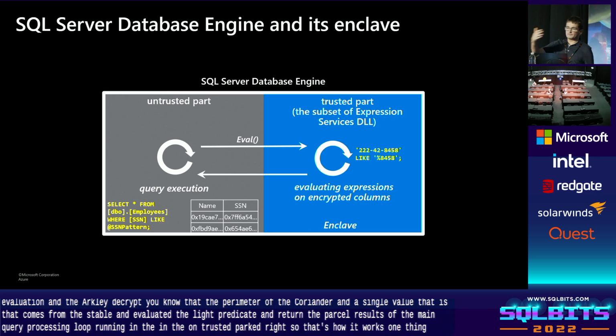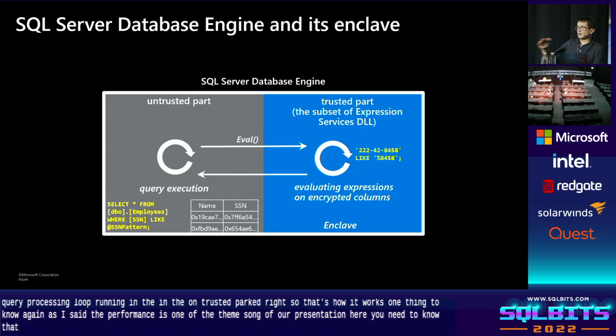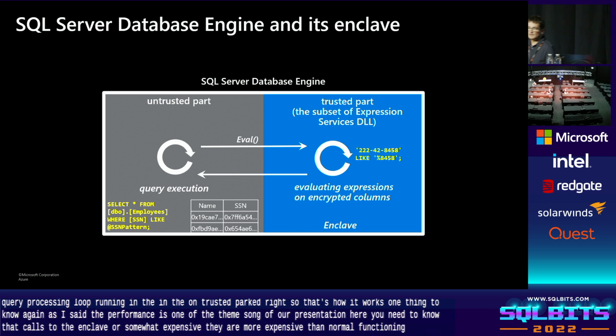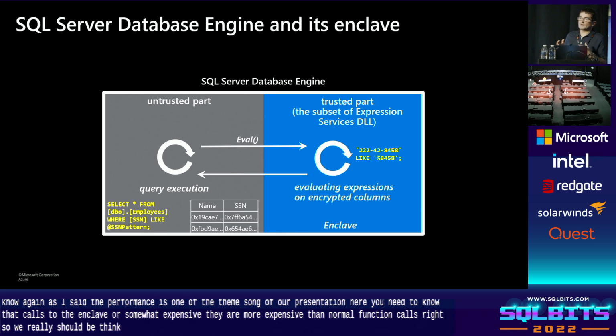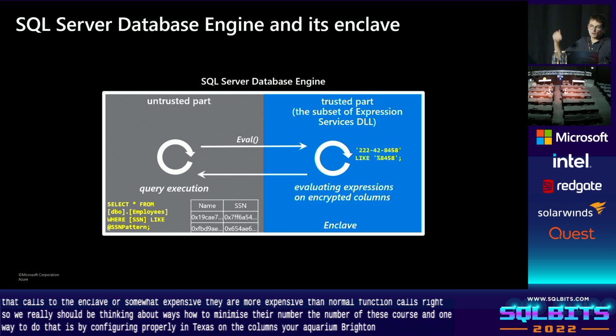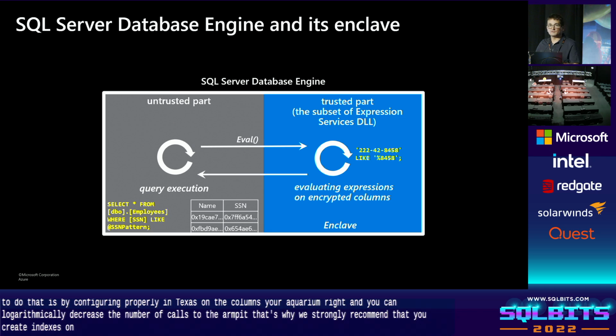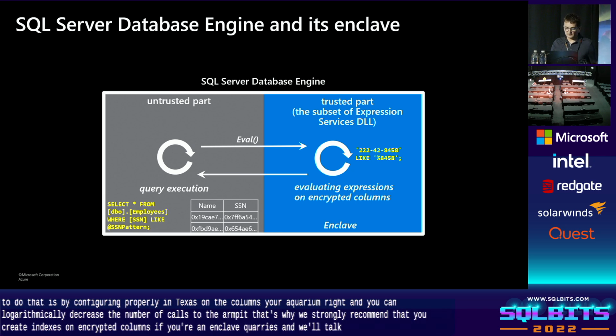One thing to know, again, as I said, performance is one of the themes of our presentation here. You need to know that calls to the enclave are somewhat expensive. They are more expensive than normal function calls, right? So you really should be thinking about ways to minimize the number of these calls. And one way to do that is by configuring indexes properly on the columns you are querying, right? And you can logarithmically decrease the number of calls to the enclave. That's why we strongly recommend that you create indexes on encrypted columns if you run enclave queries, and we'll talk about indexes in a second.